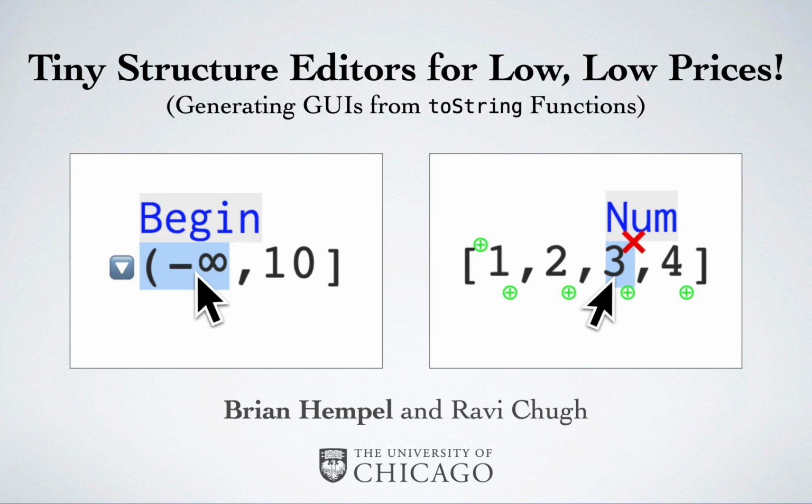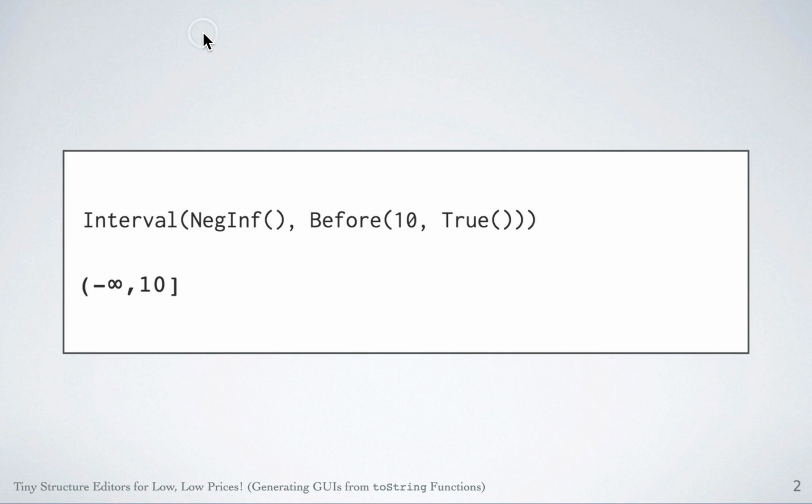Tiny structure editors for low prices, generating GUIs from toString functions. So here's an example of what we're doing. On the top is a value of interest, and then I wrote a toString function that turns that value into this string output here. So we can see that this value represents an interval on the number line from -infinity up to 10. And then recall that the square bracket here means that the 10 is included in the interval.